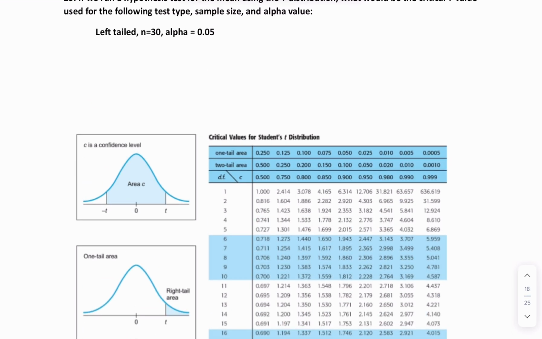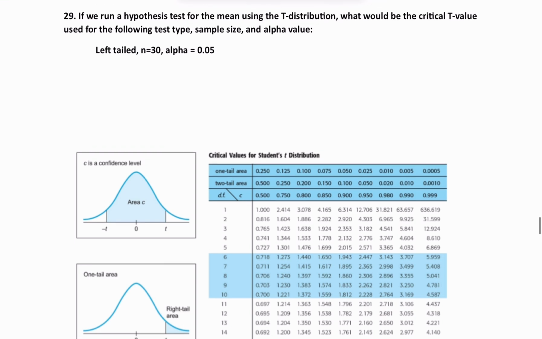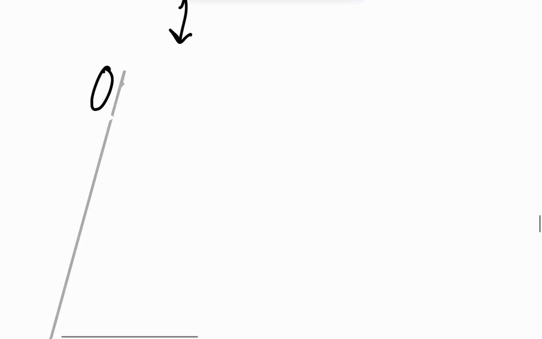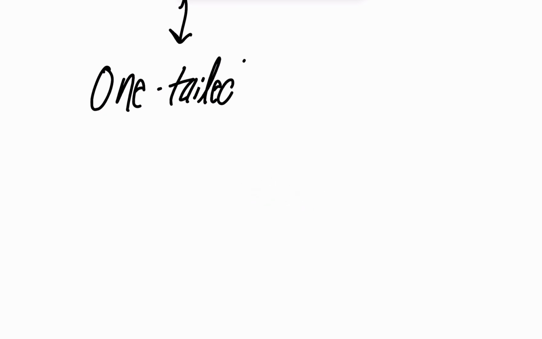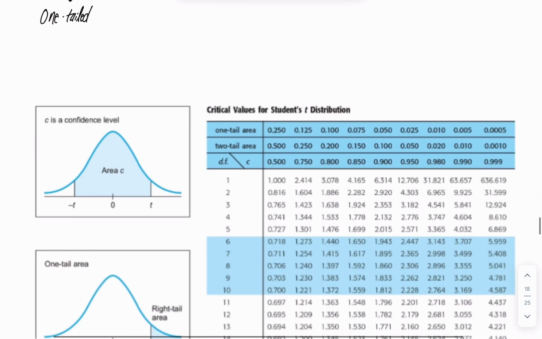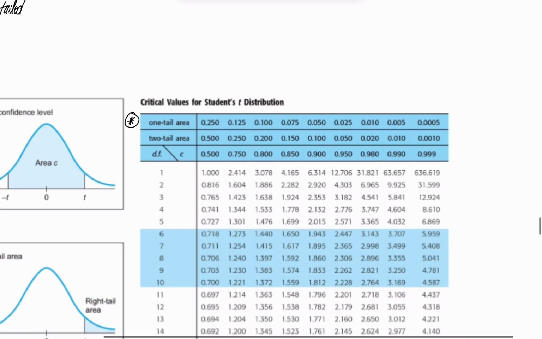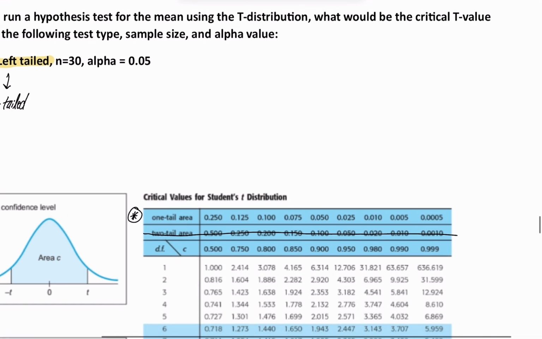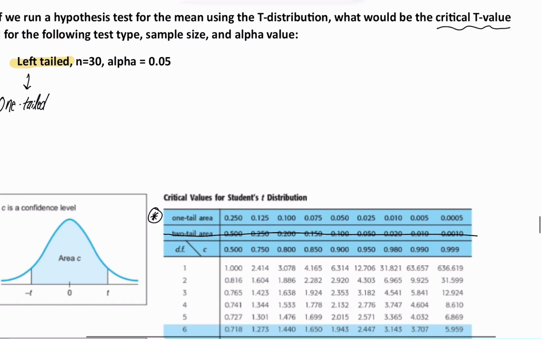So here, it's reading the chart as it is. Given that we're working with a left-tailed test, this is going to be one-tailed. So we're going to be using this top row instead of the middle row in some part during finding all of these values, or finding that critical t-value specifically.